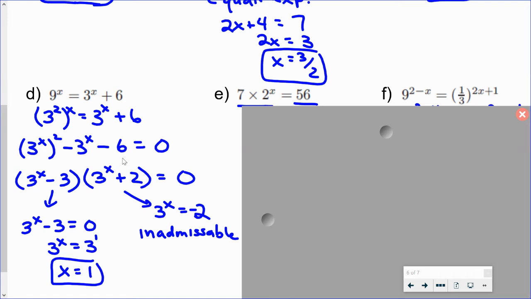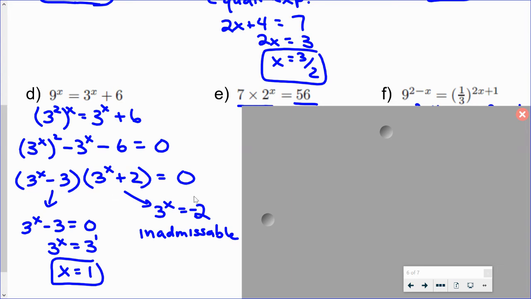And now I can factor it much like we did in the previous video. So I'm looking for two numbers that multiply to give me negative 6 and add to give me negative 3. Oh, sorry, negative 1. The coefficient here is 1. So that is negative 3 and positive 2. Now I've factored my expression.